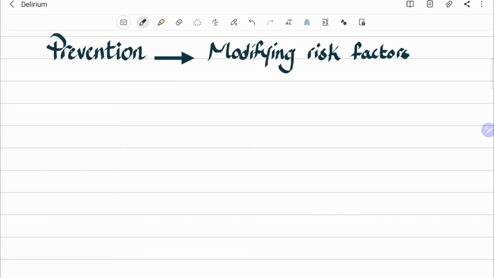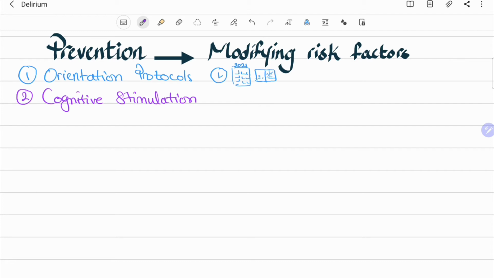So examples of interventions designed to mitigate risk factors for delirium include, the first one, orientation protocols, such as the provision of clocks, calendars, and windows with outside views, and verbally reorienting patients, which may mitigate confusion that results from disorientation in an unfamiliar environment.